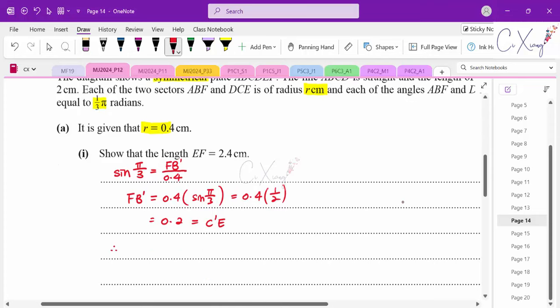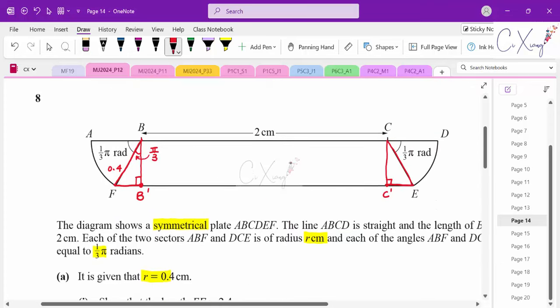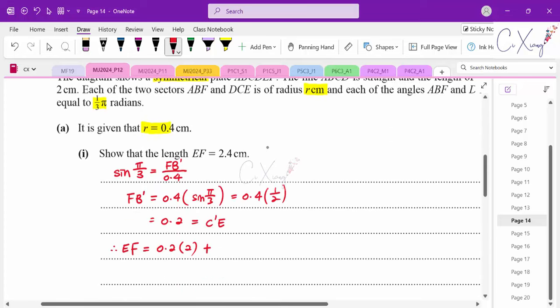Therefore, you can get the length for EF now. To get the length for EF, you have 0.2 times 2, plus the length between B prime and C prime. B prime and C prime basically have the same length as B and C, which is also 2. So if you add them together, you can prove here that EF equals 2.4 cm. Okay, so this is how we prove this question.